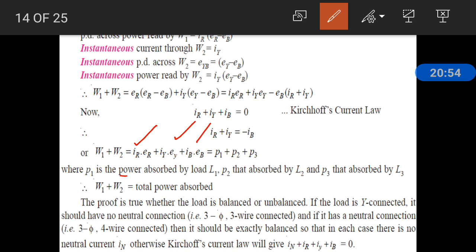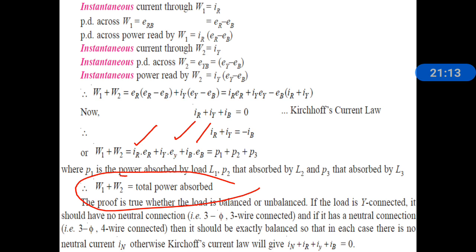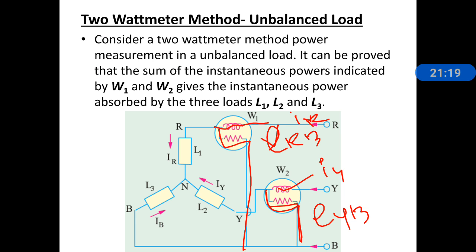So under the unbalanced condition also, W1 plus W2 is the total power absorbed. This is the two wattmeter method under unbalanced condition. This is the derivation for the two wattmeter method, and this is the figure, for the unbalanced load condition.